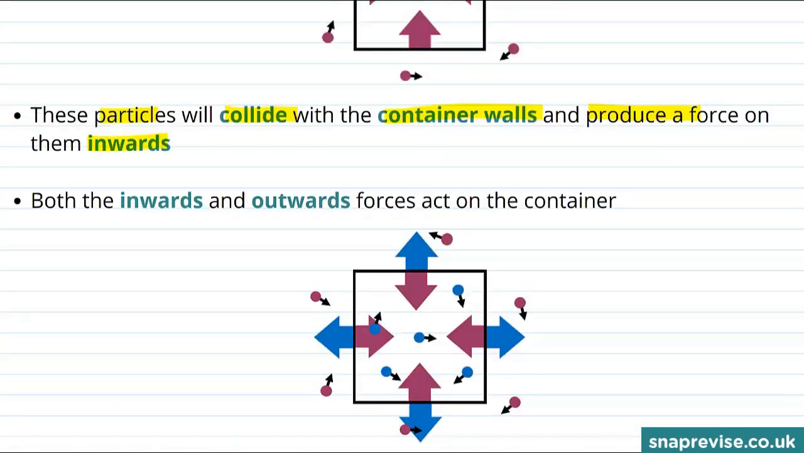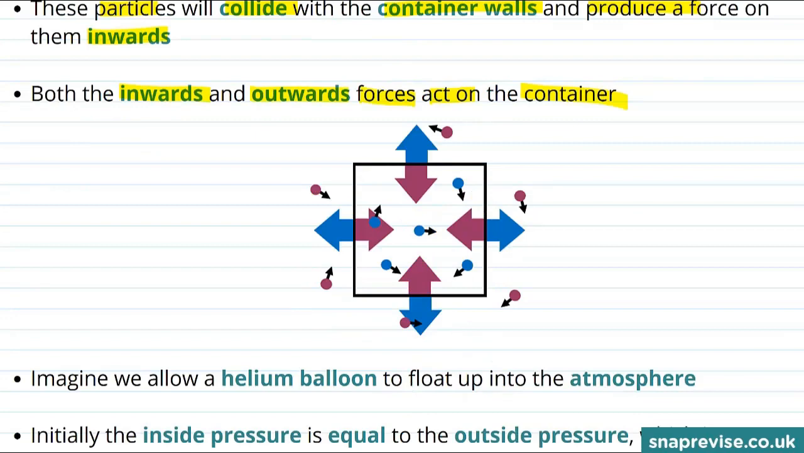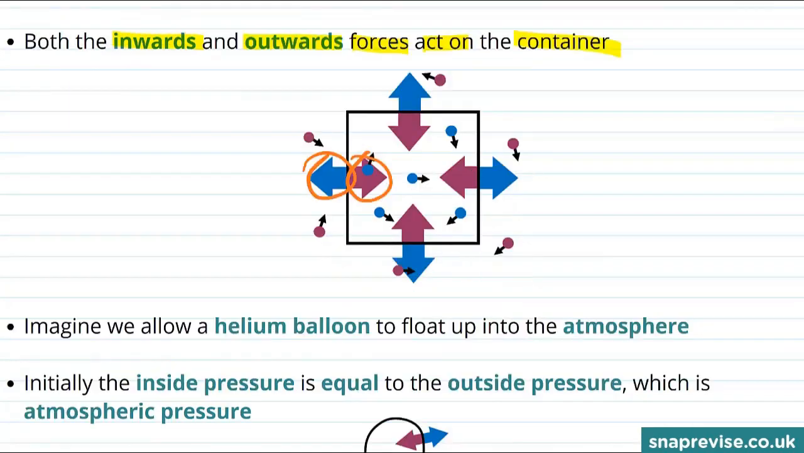So generally we have both inwards and outwards forces acting on the container. And what's really interesting to note here is that the outwards force on the wall and the inwards force on the wall need to be the same size. Otherwise the wall would be moving because there would be a net force on it. Now that we understand this, let's imagine what happens when a helium balloon floats up into the atmosphere.